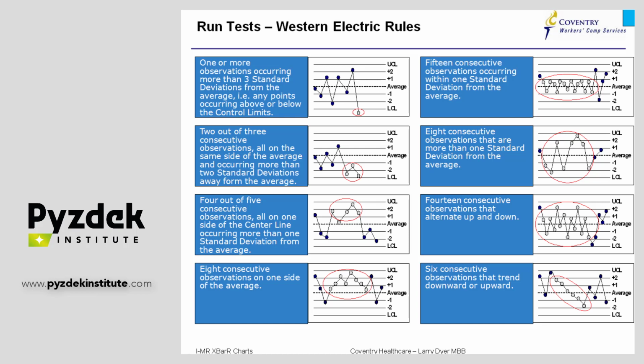One of the problems with using them for real-time troubleshooting is that, let's say you take the 15 consecutive observations within a standard deviation, whatever change happened occurred 15 observations ago, and the time lag makes it very difficult to identify those causes. So you don't really want to stop the process while you look for something that's going to be so hard to find.